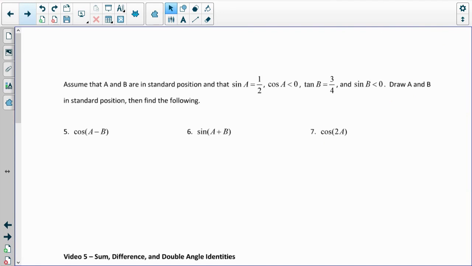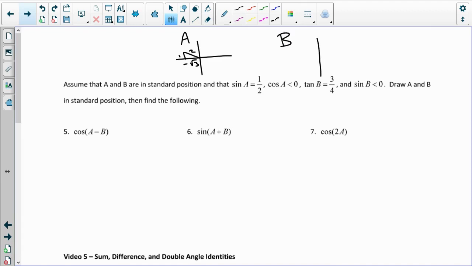Let's assume that A and B are in standard position. I'll draw them really quick. Sine of A is 1/2 and cosine is negative. So if sine is 1/2 and cosine is negative, that means we're in the second quadrant. So sine is 1/2, so that looks like a 30, 60, 90 triangle. So there is angle A. And then angle B, we have tangent is 3/4 and sine is negative. So tangent is positive, sine is negative. That's in the third quadrant. So that's 3/4 for tangent. So that's a 3, 4, 5 triangle.